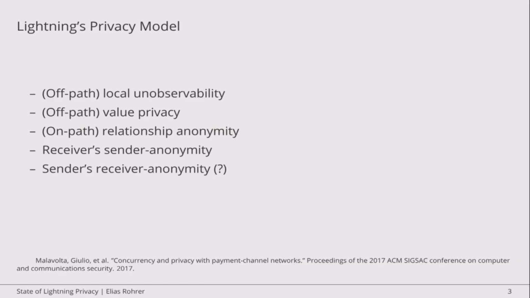And lastly, you have sender's receiver anonymity, which is a new property, an extension to the original privacy properties, added with Bolt 12. It means you can actually send to somebody without knowing who exactly it is. So you pay an offer, but you don't know where they're located in the network, and you don't necessarily have to know their exact identity. So these are pretty good privacy properties overall, I would say, given that we are actually able to implement them.